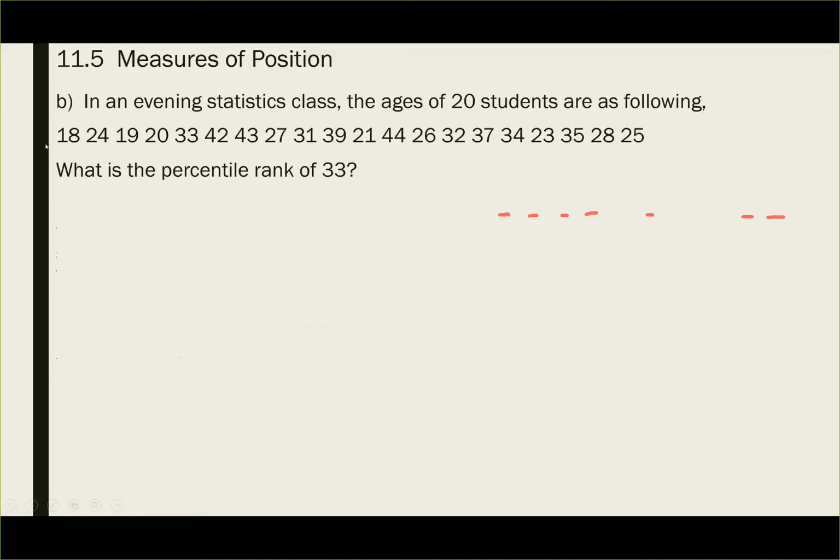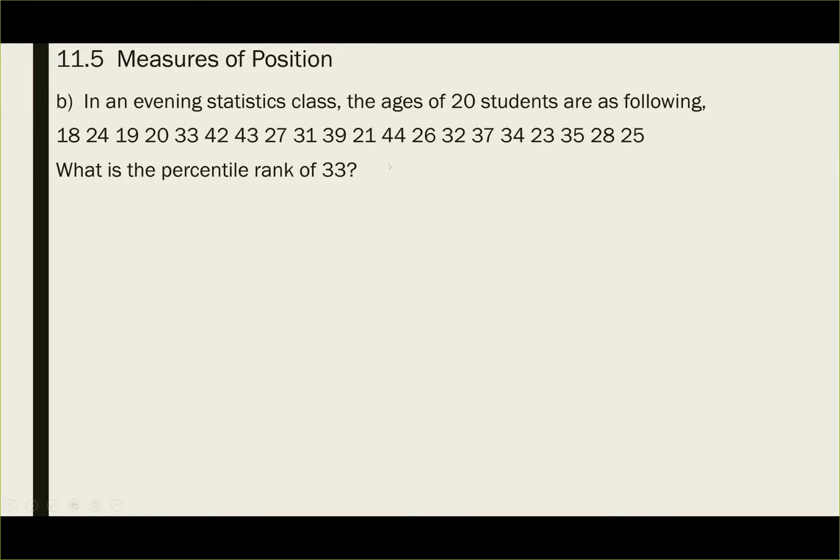Let me erase this here, which is again the same idea. Instead of 12 last time, now we have 20. The data they give us is this: in the evening statistics class, the ages of 20 students are as follows. Again, this is your raw data. And they ask you what is the percentile rank of the 33 year old student?